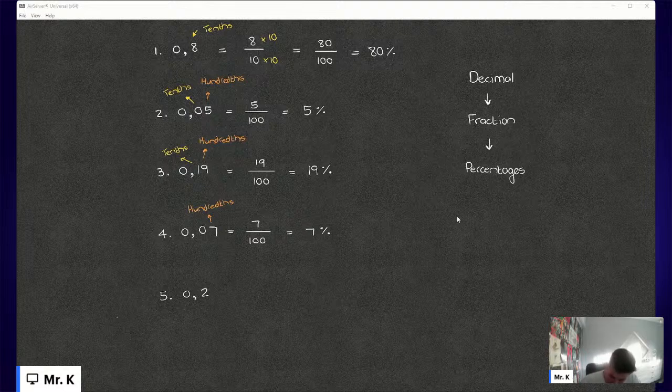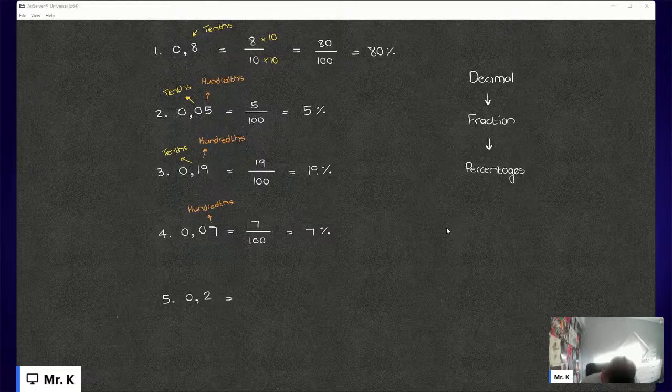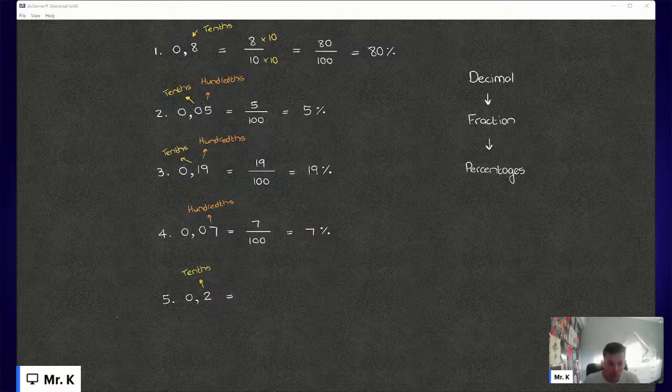And finally, guys, example number 5. Looking at our decimal that we have over here, we clearly only have tenths in our decimal. We have 2 tenths. So when I attempt to write this as a fraction, I know that I'm already going to have a 10 in the denominator. And because I have a 2 sitting in the tenths position, I'm going to put a 2 in the numerator.